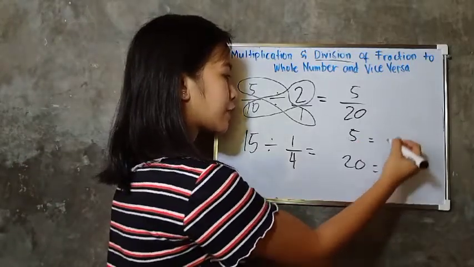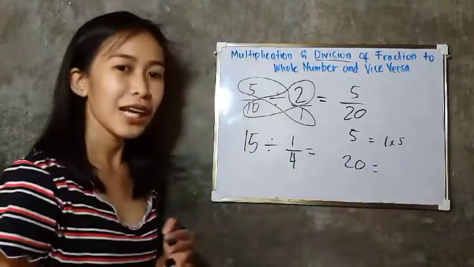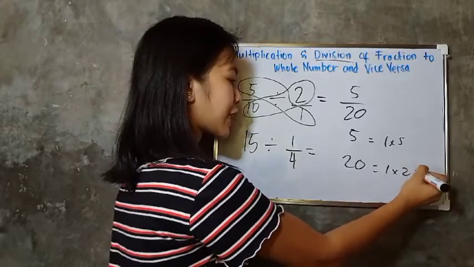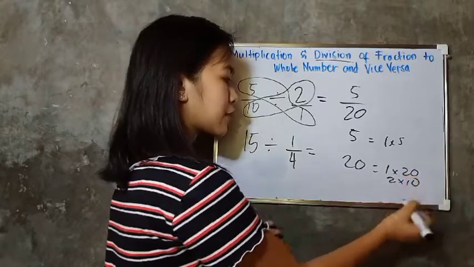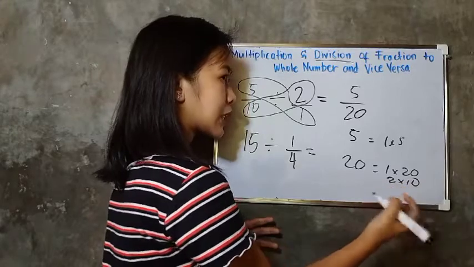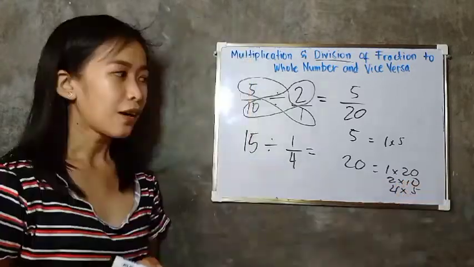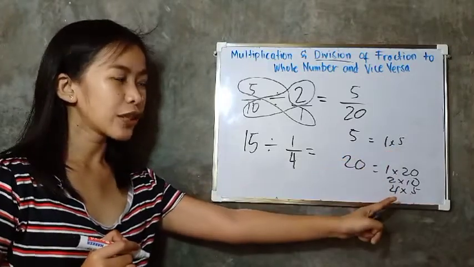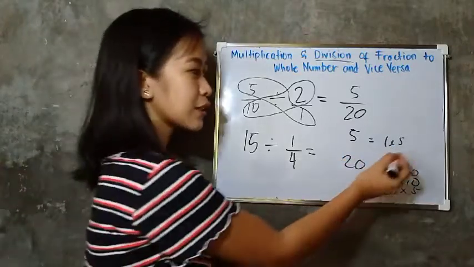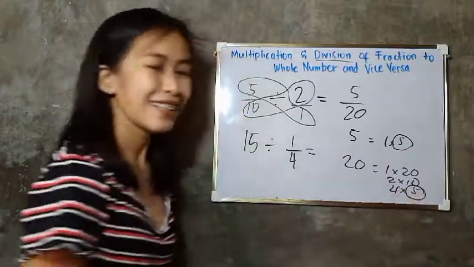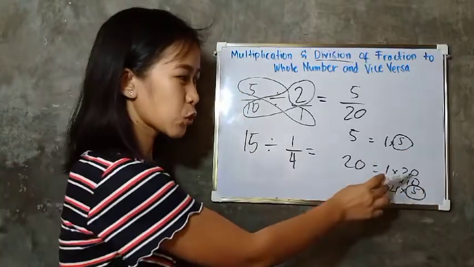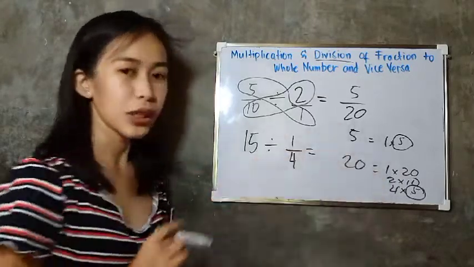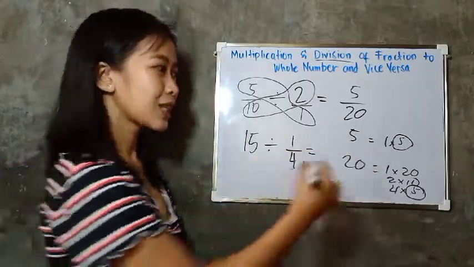Ano ba ang factor ni 5? 1 times 5. Yan lang yung factor ni 5, no? And dito naman sa 20, 1 times 20. 2 times 10. 3, hindi. 4 times 5. Okay, ngayon naman hanapin mo kung ano yung meron dito kay 5 na meron din kay 20. Of course, si 5. Tama? Ayan. Diba? Kasi wala namang 20 dito, wala namang 10 dito, wala namang 4 dito, wala namang 2 dito. Right? And then, yun na yung ating GCF.